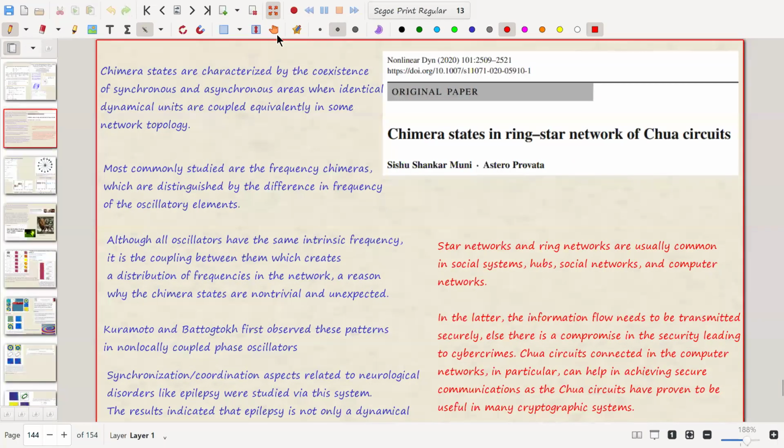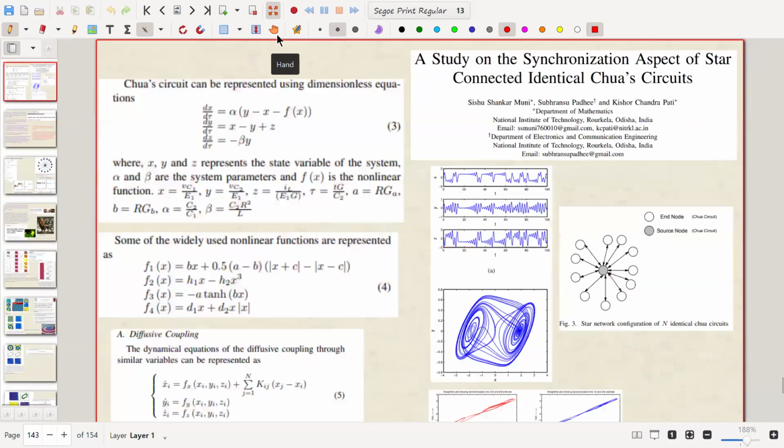Okay, so before, in our previous slide, I told you about why we need to start with ring star networks. I told you about the star network, which is a star network because you can see there is a central node over here, and it transmits information to all of its nearby nodes, like in a star fashion. So it's a star network.